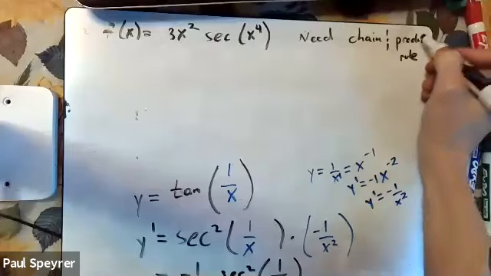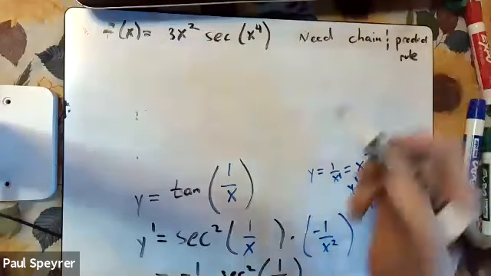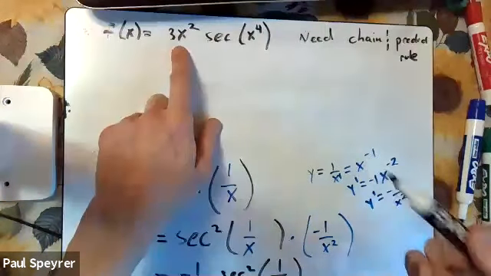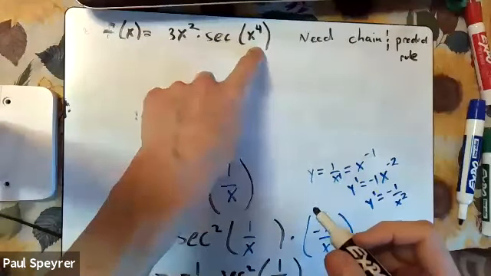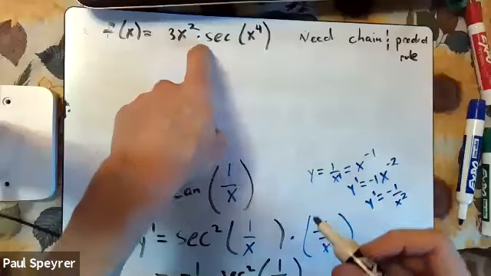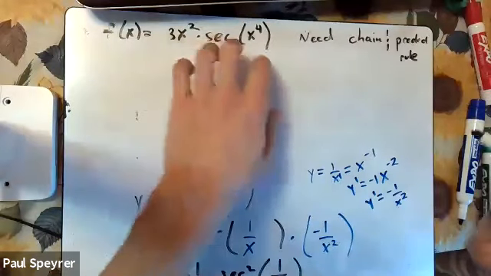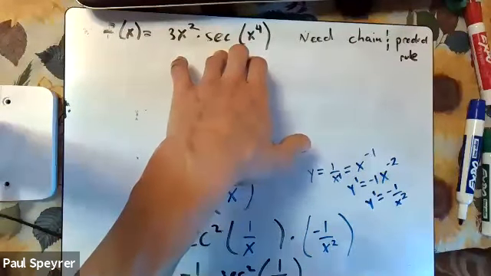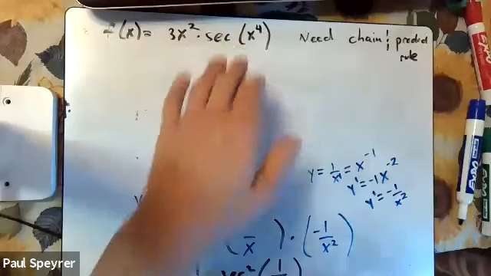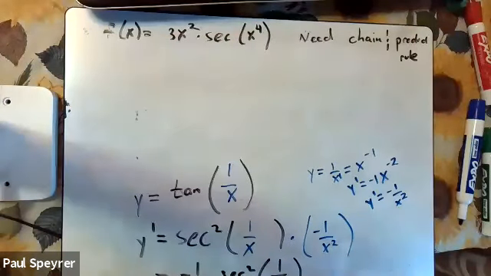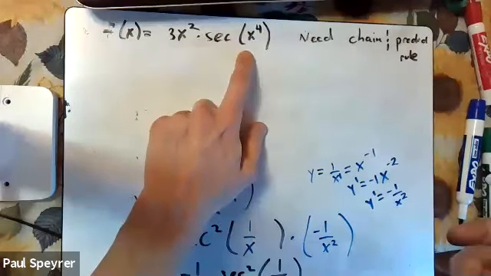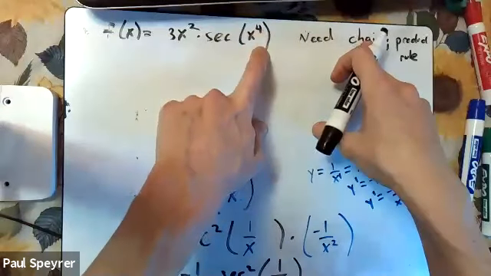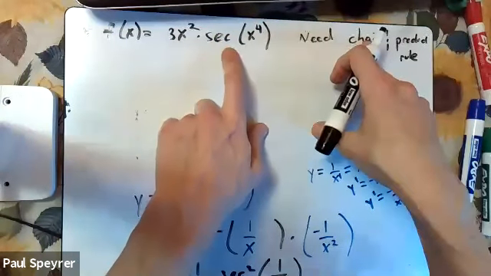So it's nuts, right? You have to do all that stuff. Why do you need both? Well, because this is 3x squared times secant of x to the fourth. Two different things that we're multiplying, that's a product, right? Or if we were dividing, like we had secant of x to the fourth divided by 3x squared, you'd have to do the quotient rule, but you'd still have to chain. Now, which part needs the chain rule? Well, it's the secant of x to the fourth, right? Because chaining happens when you have something trapped inside of something else.